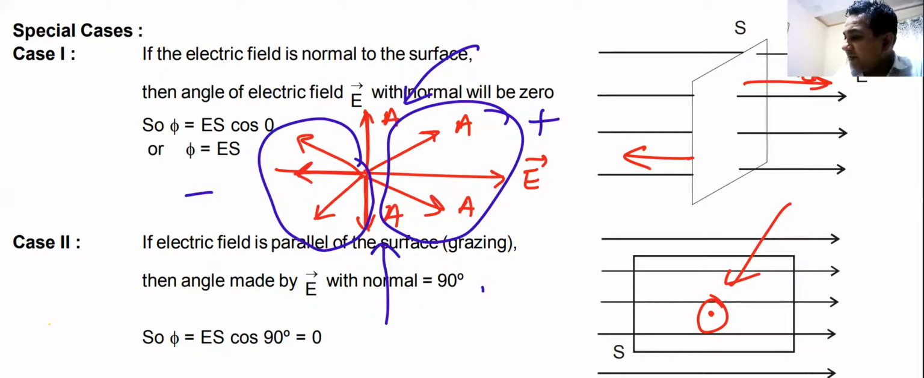Do we understand this? Yes or no? Have I gone too fast?